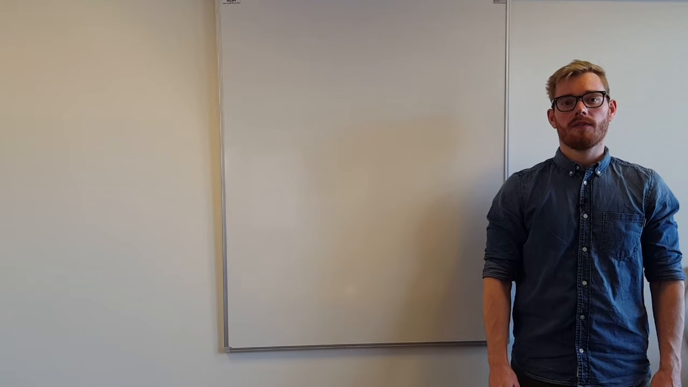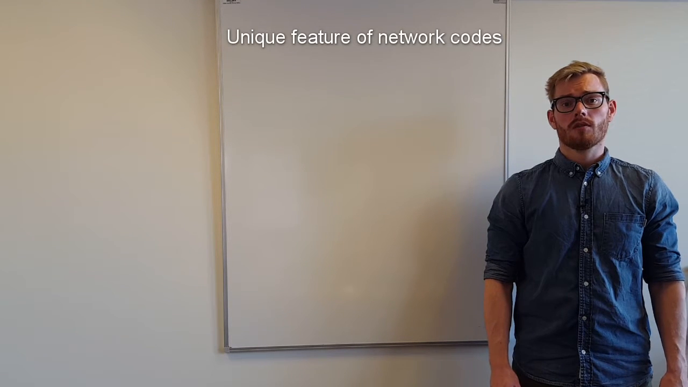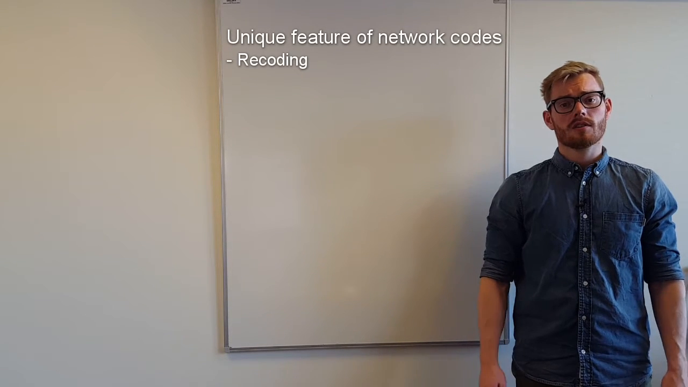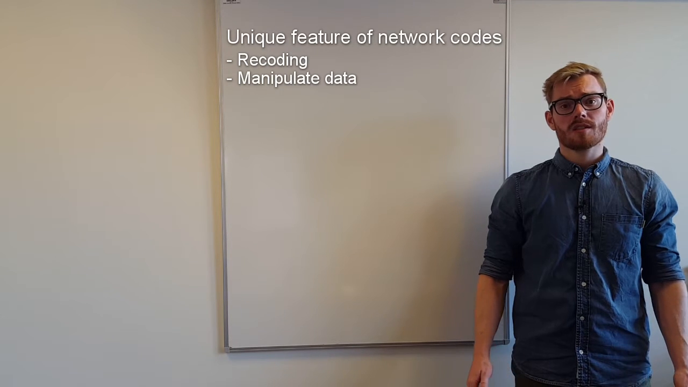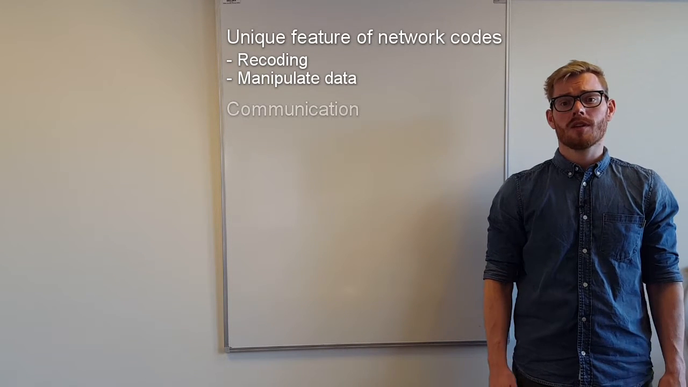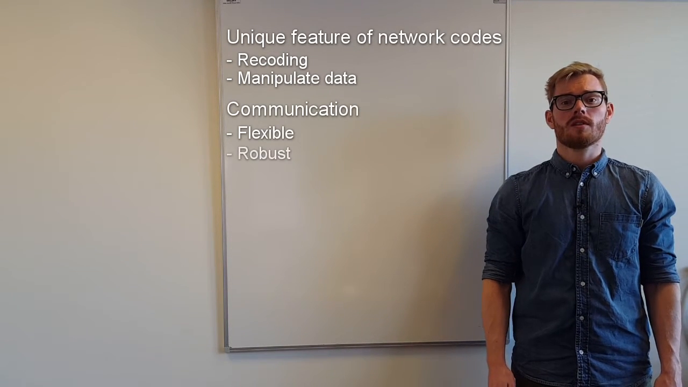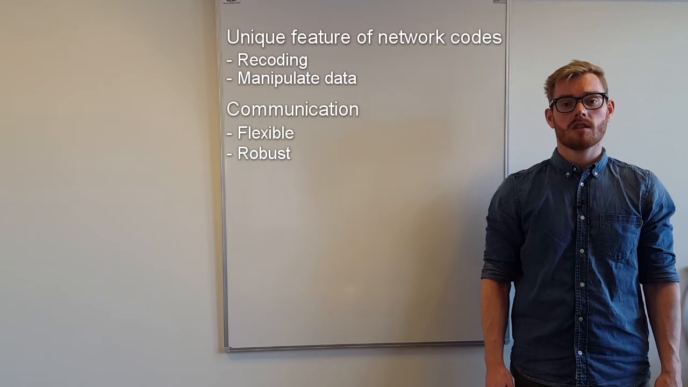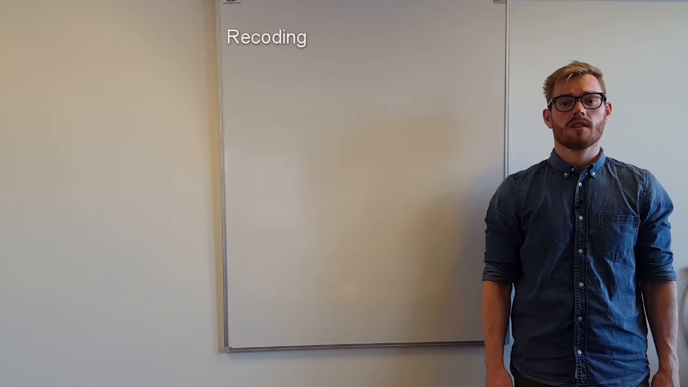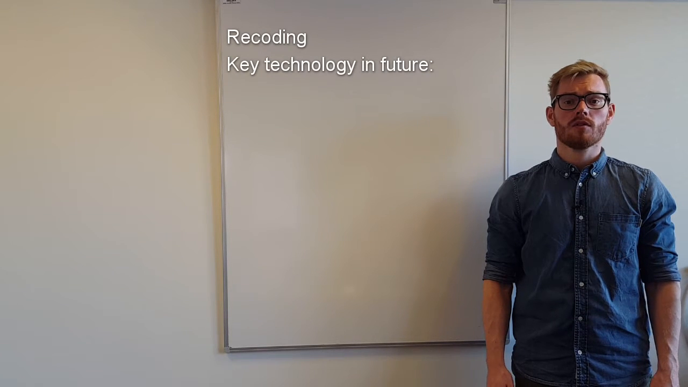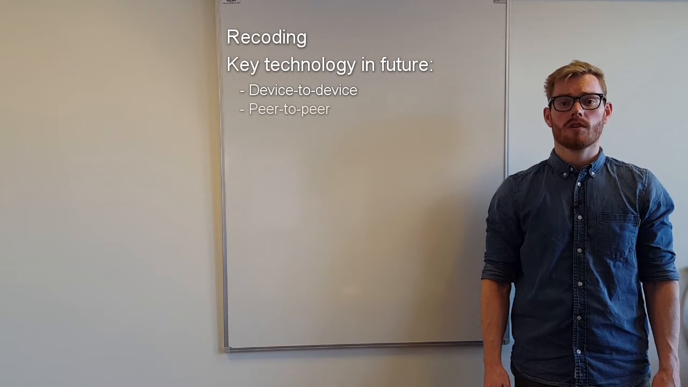An additional benefit, which is a unique feature of network coding, is recoding. Recoding allows us to manipulate data as it's being transported through the network, making the communication even more flexible and robust than with traditional end-to-end erasure-correcting codes. Recoding is considered a key technology in future device-to-device and peer-to-peer networks.